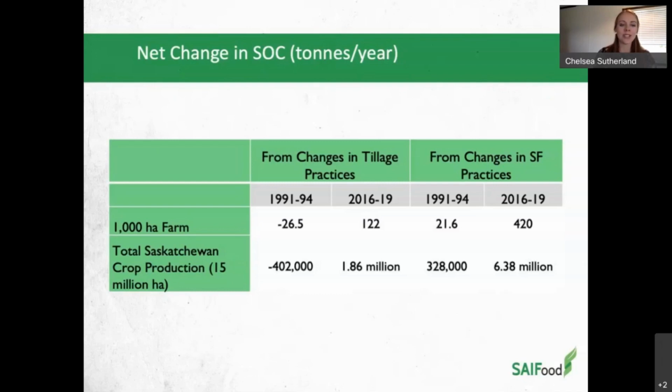We can also apply these values to the total Saskatchewan crop production area, which is about 15 million hectares. And again, this is just extrapolating the results from my subset of farmers. So in the early 90s, from farmers' tillage practices, Saskatchewan soils were emitting just over 400,000 tons of carbon per year. But as Saskatchewan farmers adopted conservation tillage, the Saskatchewan soils began to sequester 1.86 million tons of carbon every year. And as farmers went from small reductions in summerfallow practices to almost completely eliminating these practices, annual sequestration from Saskatchewan soils increased from just over 300,000 tons to about 6.38 million tons every year.